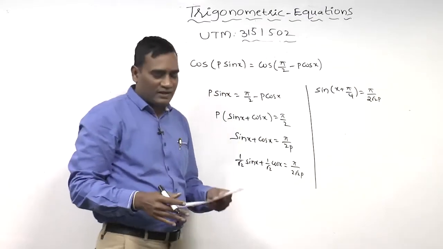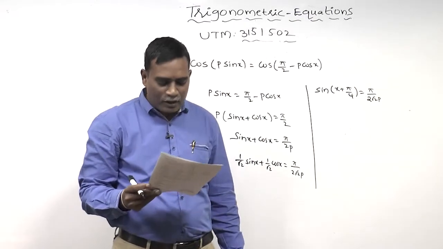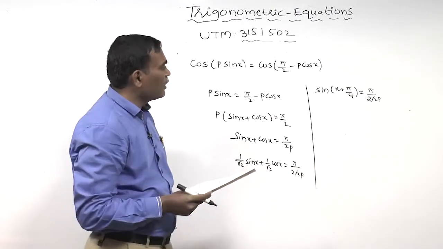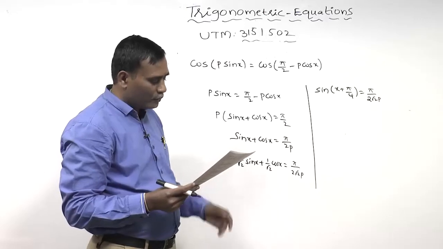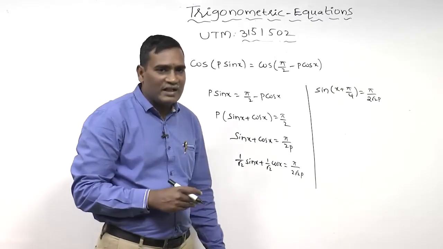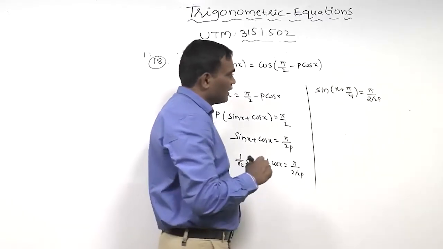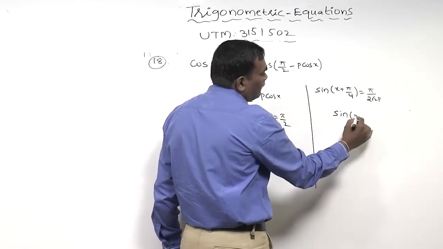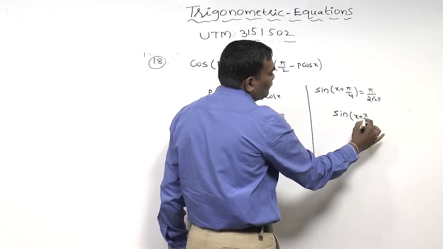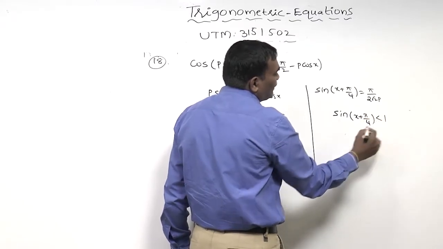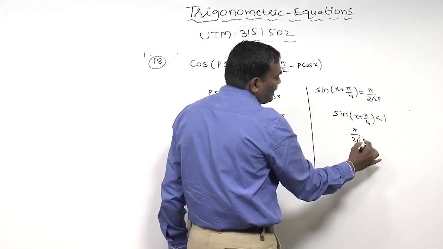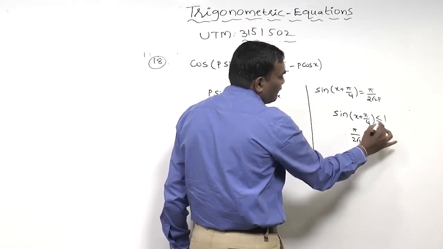Next, what are the given conditions? Check the conditions. The smallest positive real value of p. I want the smallest positive real value. Sin theta always lies between -1 and +1. So, less than or equal to 1, no? Sin of x plus pi by 4 is less than or equal to 1, which means pi by 2 root 2 p is less than or equal to 1.